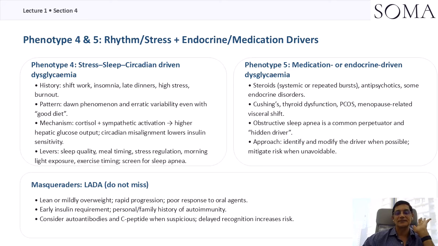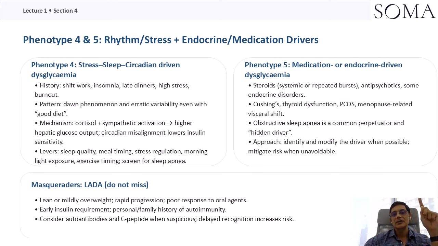Don't forget that. Phenotype 5, medication or endocrine driven dysglycaemia. So, this phenotype is crucial because it may not be lifestyle diabetes, and common contributors like steroids, systemic or repeated bursts of steroids when we give, Cushing syndrome or chronic cortisol excess, thyroid dysfunction, PCOS, menopause related visceral fat shift, obstructive sleep apnea, antipsychotics and other weight promoting medications, and sometimes chronic pain medications even, and inactivity secondary to pain.